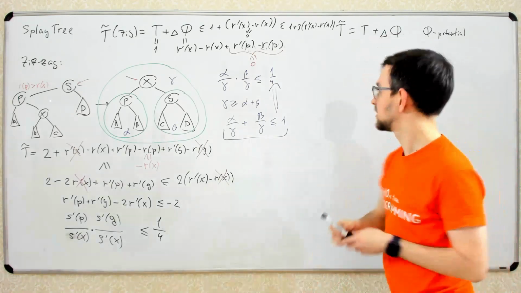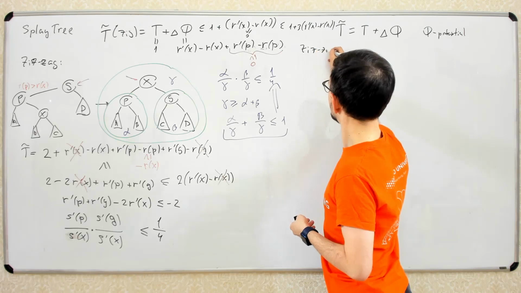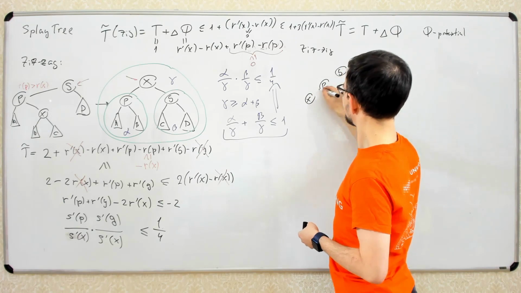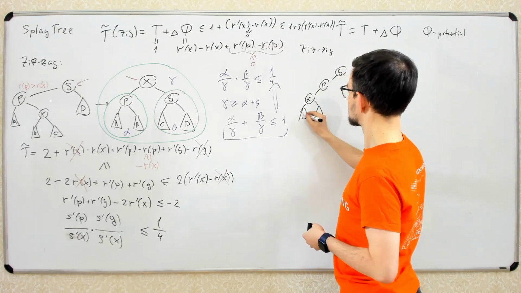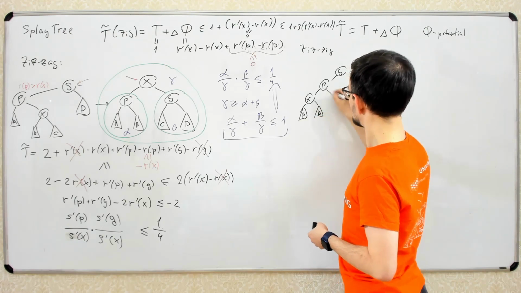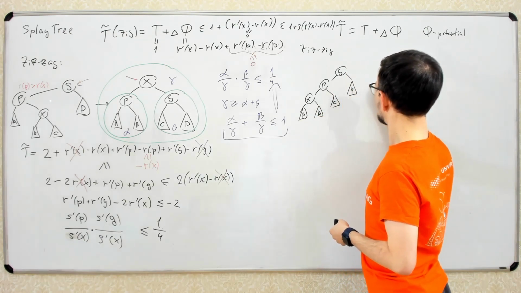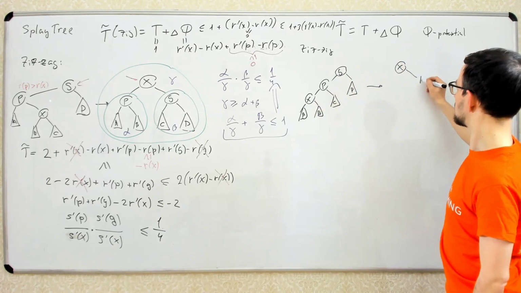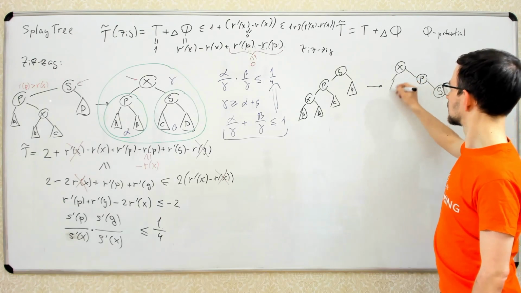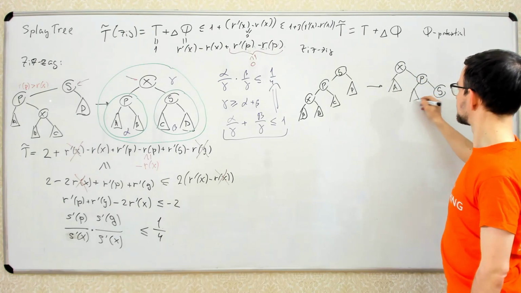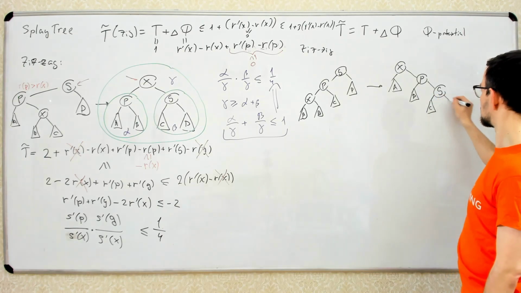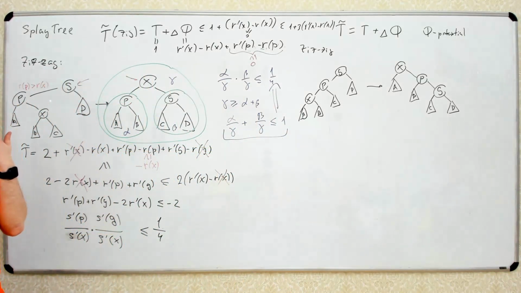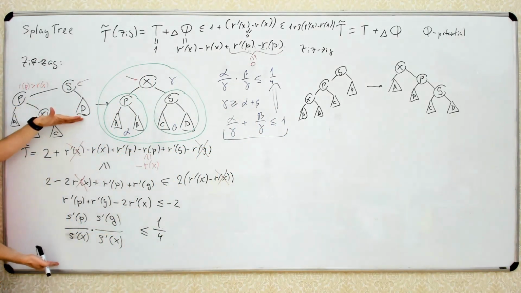So what happens when you have a zigzag operation? Then you have this X, P, G, and all these subtrees A, B, C, and D. And when you make the zigzag operation, you make this X the root of this tree. You make P here, G here, and all these trees here.